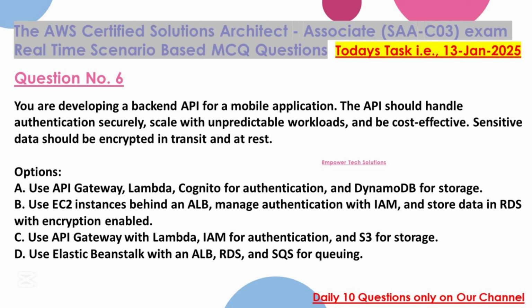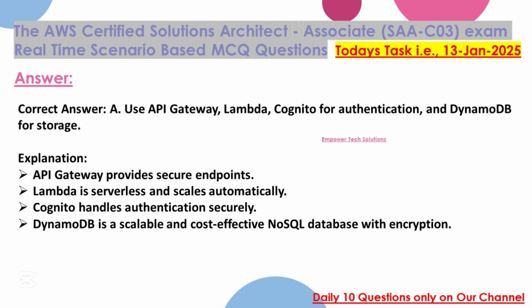B. Use EC2 instances behind an ALB, manage authentication with IAM, and store data in RDS, with encryption enabled. C. Use API Gateway with Lambda, IAM for authentication, and S3 for storage. D. Use Elastic Beanstalk with an ALB, RDS, and SQS for queuing. Correct answer: A. Use API Gateway, Lambda, Cognito for authentication, and DynamoDB for storage.